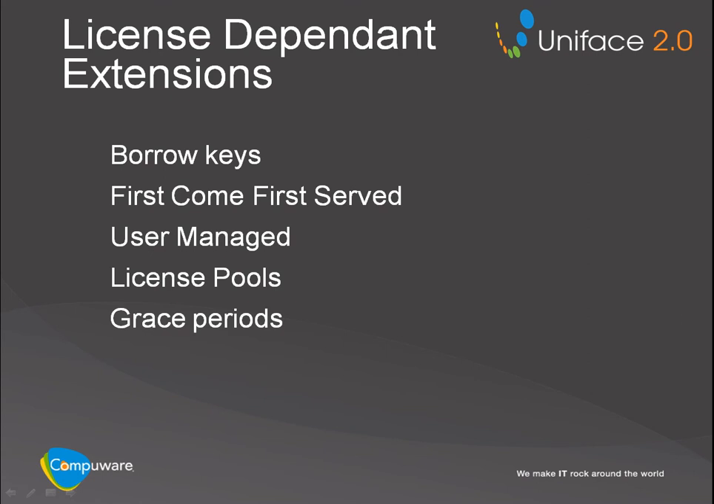License borrowing allows an end user to commute a license token for a specified period of time. That is, the user can check out a license and retain it, disconnected from the license server, for a set period. First come, first served is a license model that limits the number of physical users that have access to a license key. Only concurrent license keys can have a FCFS tag.